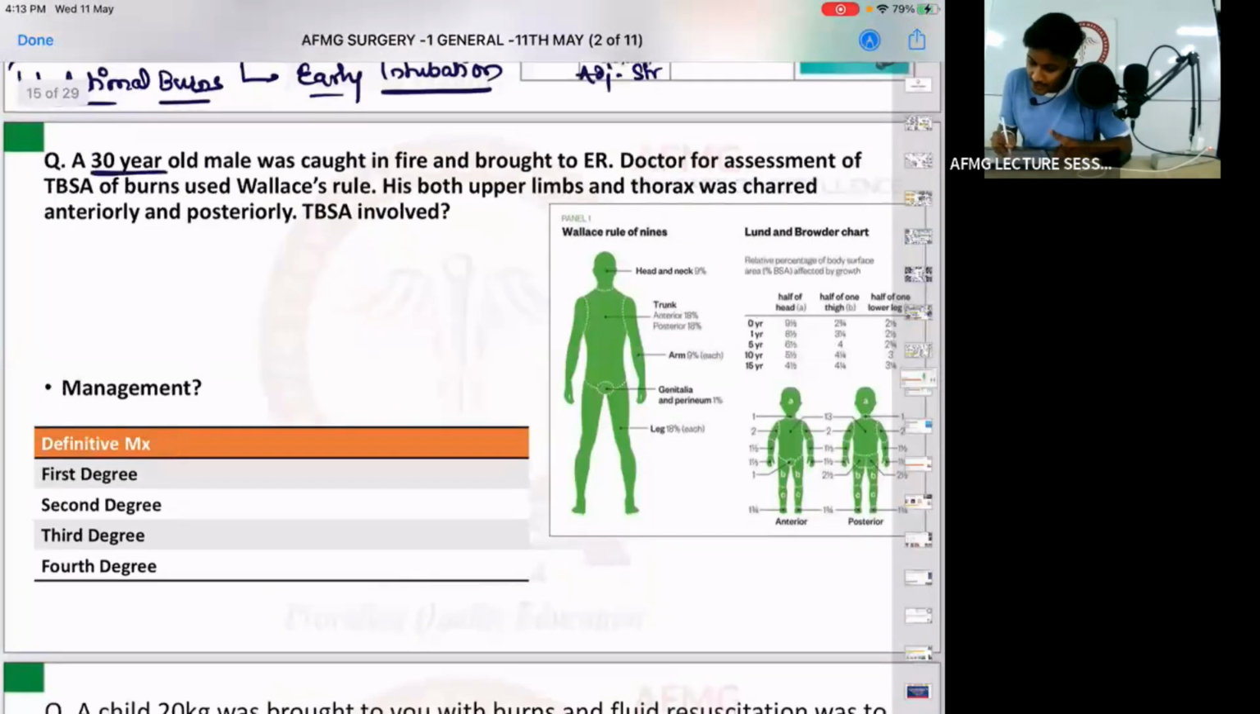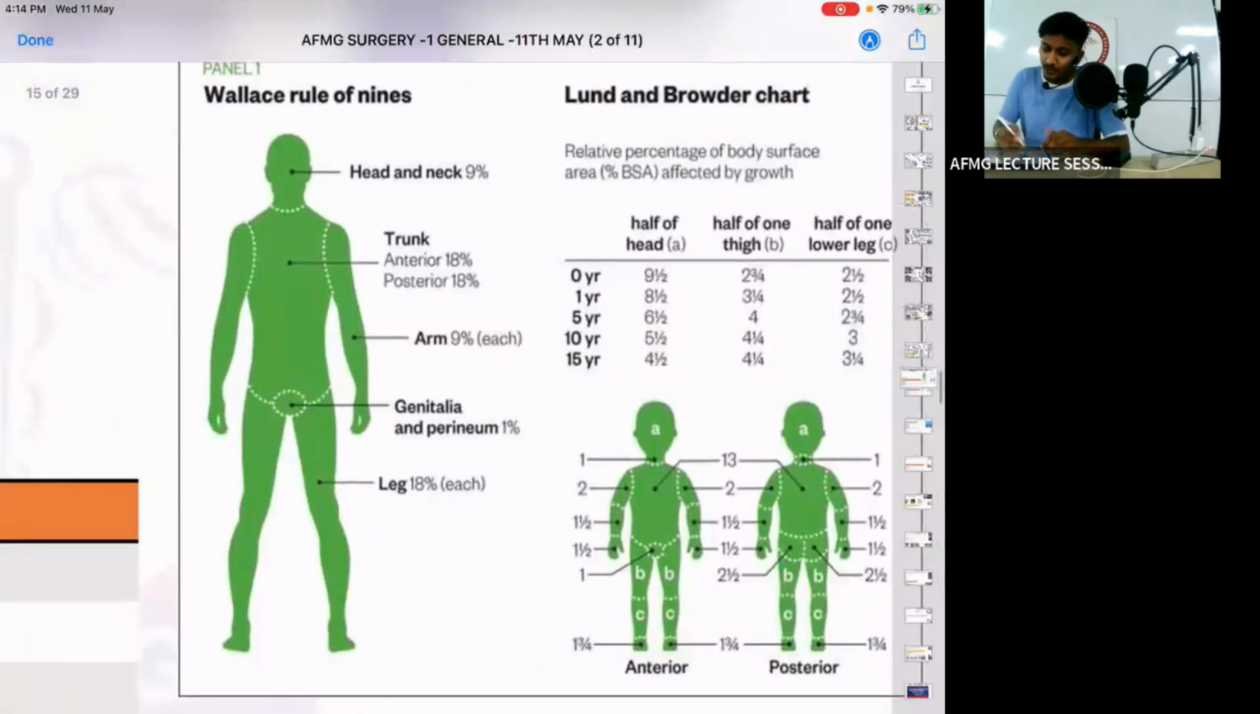A 30-year-old male was caught in the fire and brought to the emergency room. Doctor for assessment of total body surface area of burn used the Wallace's rule of 9. His both upper limbs and the thorax were charred, that means burned. The thorax was charred anteriorly as well as posteriorly. The total body surface area involved? So let's do it quickly. The commonest rule that we use for assessment of total body surface area of burn is the Wallace's rule of 9, or the Alexander Wallace's rule of 9.